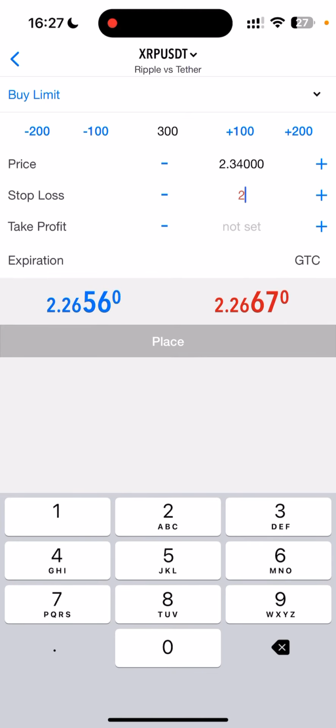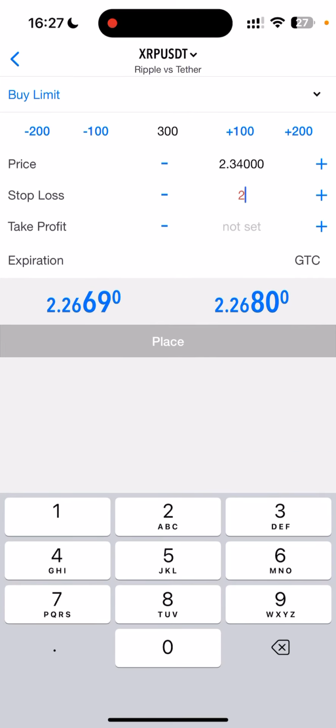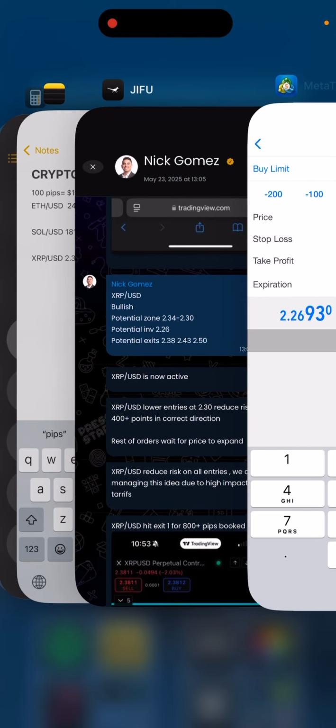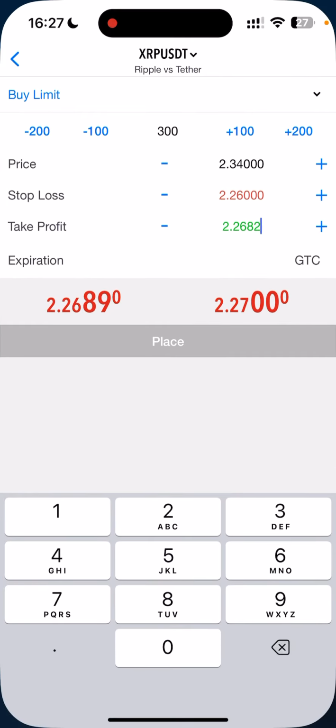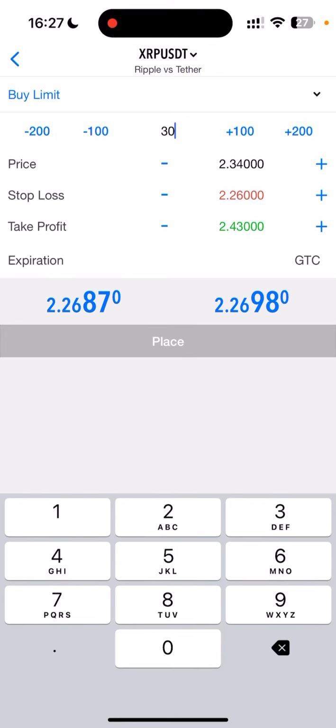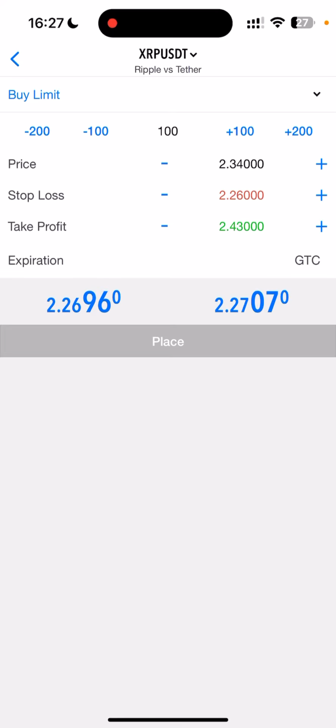Then the stop loss, the invalidation, is 2.26. Then the exits are 2.38, 2.43, 2.50. So let's say we're going to use 2.43. Now that you've put this, again, you always want to confirm your lot size, and also confirm how much you're risking.